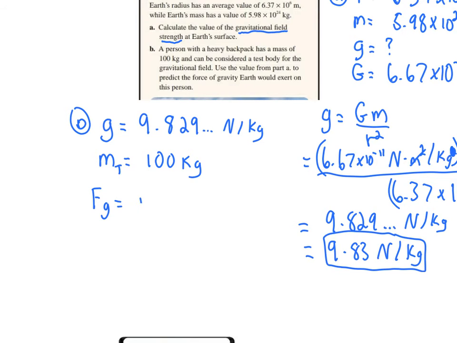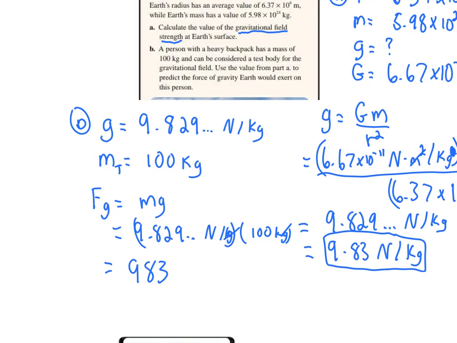So F of G, which is going to equal mg, which is going to equal 9.829 newtons per kilogram multiplied by 100 kilograms. Kilograms cancel out, and we're left with 983 newtons. And there we are. That is how we would do our first example problem.